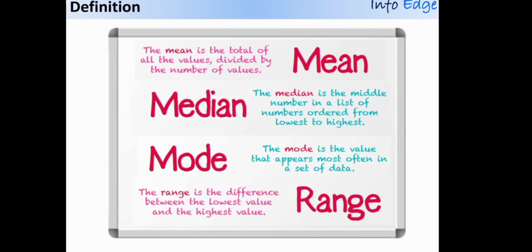Mean. The mean is the total of all values divided by the number of values. Median. The median is the middle number of the listed numbers in order from lowest to highest. Mode. The mode is a value that appears most often in the data set. Range. The range is the difference between the lowest value and the highest value.